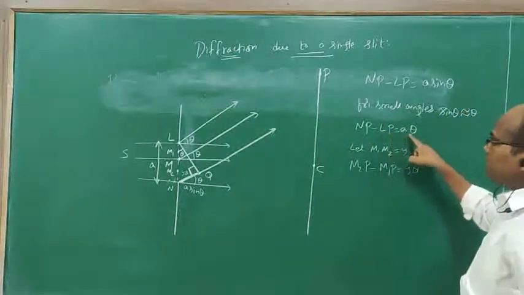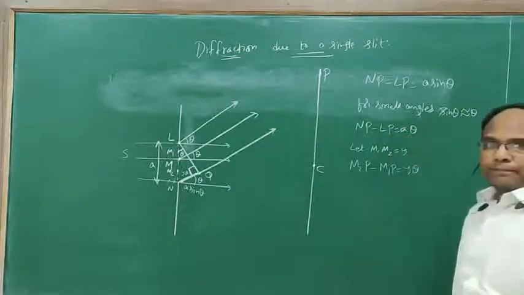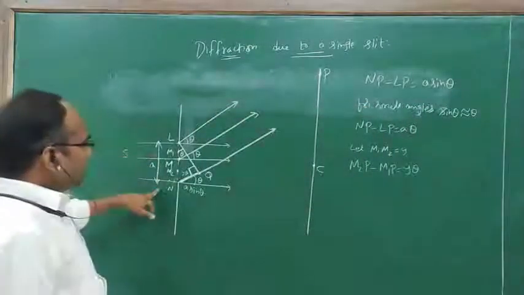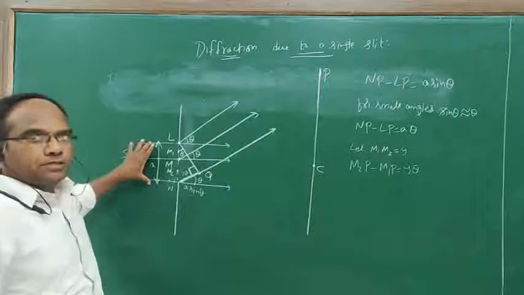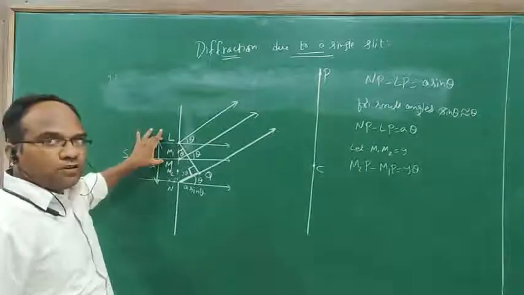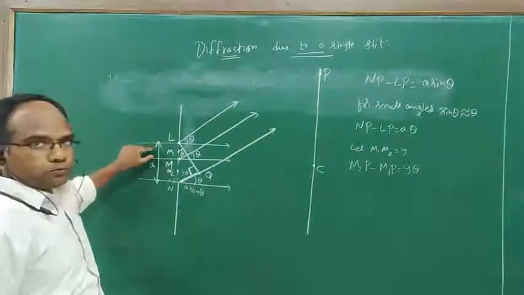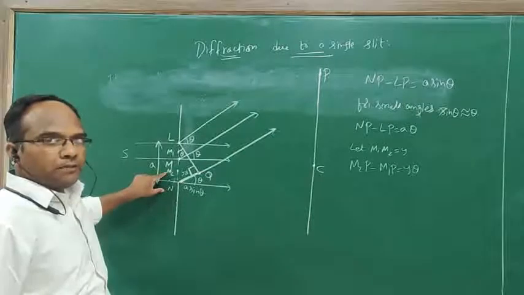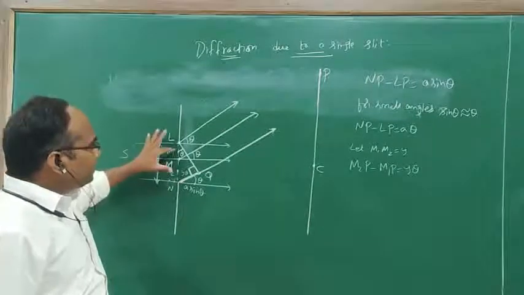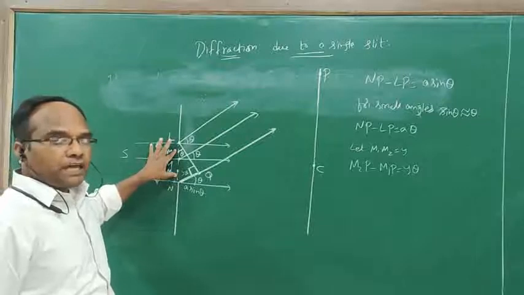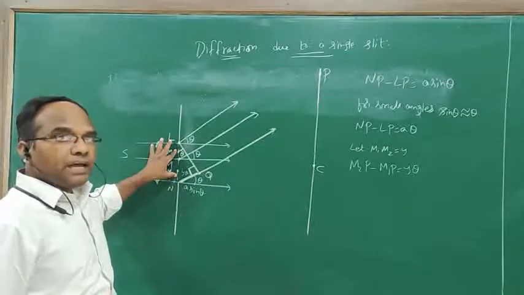Similarly, what we have studied here is the same thing. But here, what happens? Between L and N, this is distance A. Total distance is A. So between L and M, what is the distance? This is A by 2. And M to N is also A by 2. But here, between M1 and M2, what is the distance? A by 4 plus A by 4, nothing but A by 2.